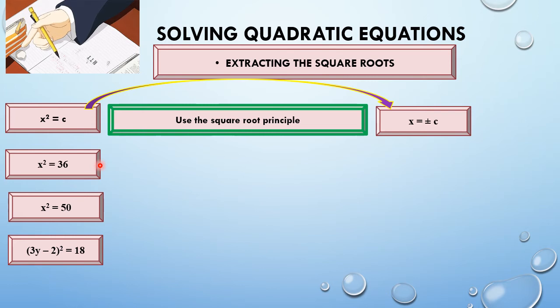Let's have an example: x squared equals 36. So how do we use the square root principle? Okay, so extract the square root. What do you think is the square root of 36? So just follow the pattern. Okay, we have this pattern.